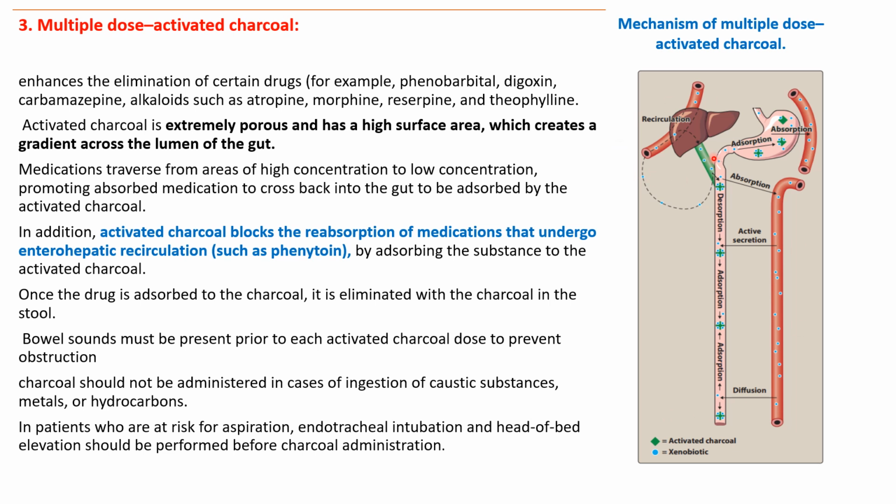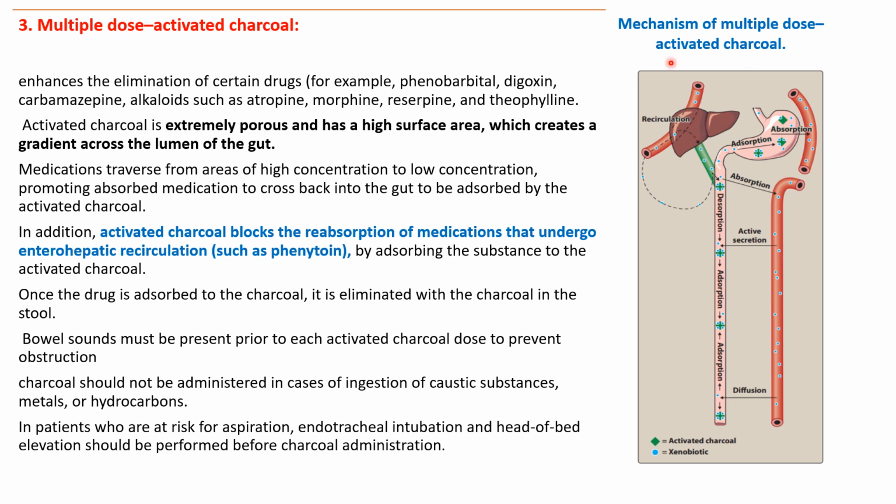What is the mechanism of action of multiple dose activated charcoal? This activated charcoal usually creates a concentration gradient. Here you can see the activated charcoal is given in the green color and the blue one is the drug. Due to this concentration difference, what will happen? The drug will move from areas of high concentration to low concentration. That is, the drug will move back into the gut and get adsorbed onto the activated charcoal.